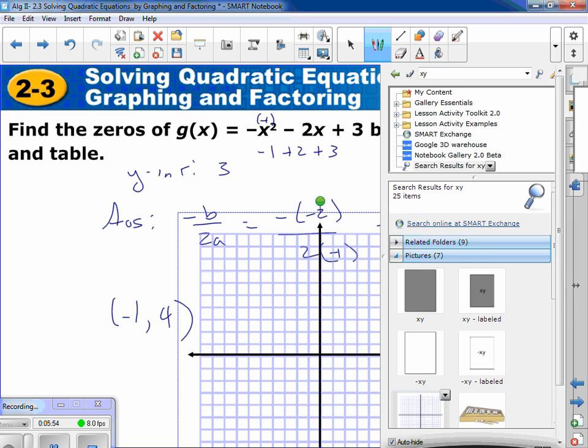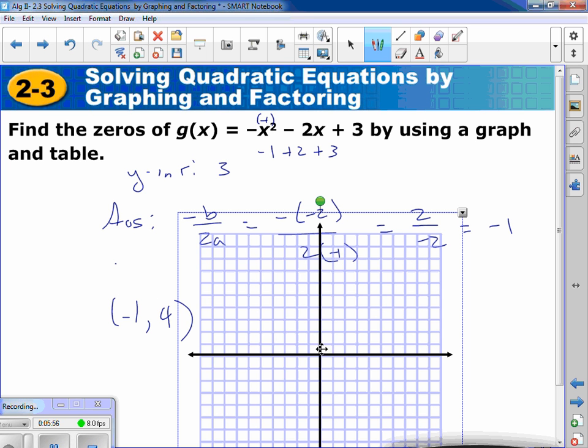If I graph this now, I know that my y-intercept is 3, 1, 2, 3. My vertex is negative 1, 4. How is my U going to look? Why is it going to look down? Because this a is negative, so I know it went down. This is symmetrical through this line. So if I'm 1 away here, it needs to be 1 away there. And then there you go.